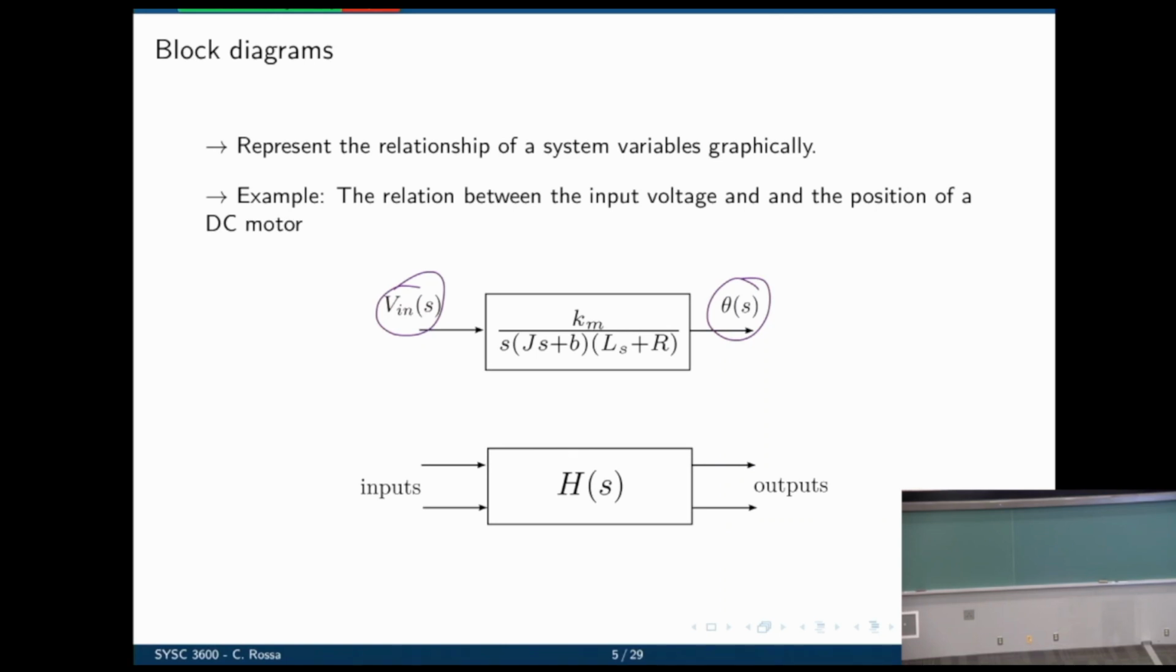Or we can have multiple inputs and multiple outputs for the same system as well. So this, for example, here is the relation between the input voltage and position of a DC motor. What you see inside there is the dynamic model of the DC motor. Now we can apply a voltage, and on the other end, we have the position.